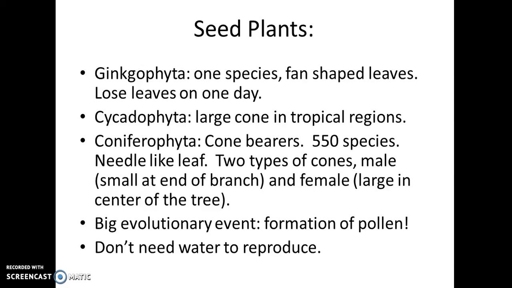They have cones. We know about cones. There are 550 species. They have needle-like leaves. There are two types of cones. We have male cones, and those are the small cones at the end of the branches. And then you have female cones, which are large cones in the center of the tree.